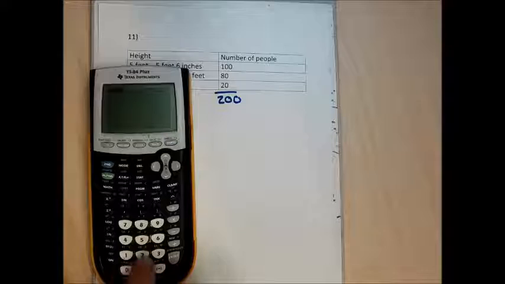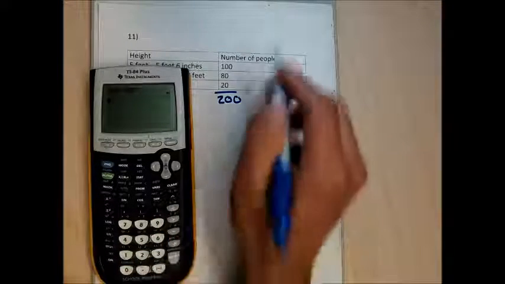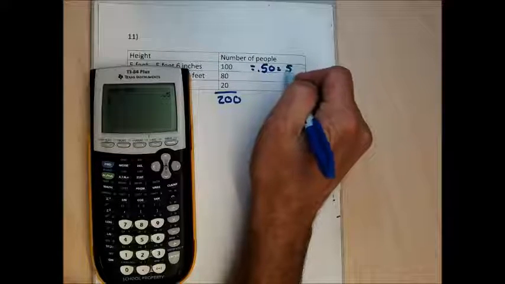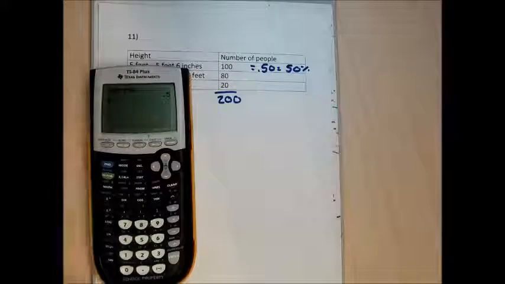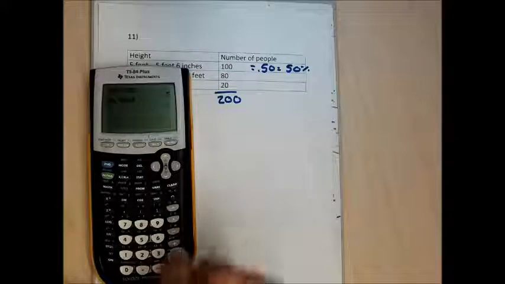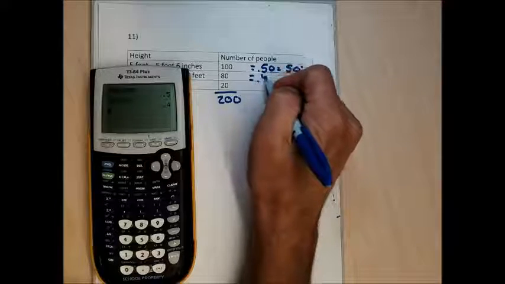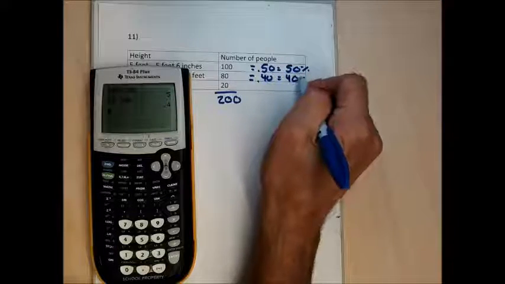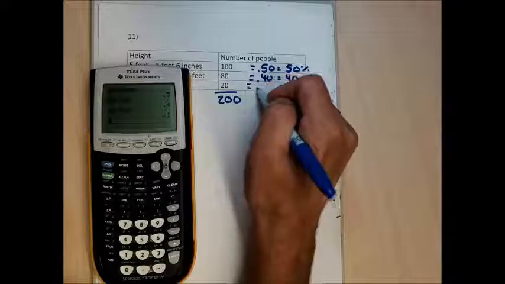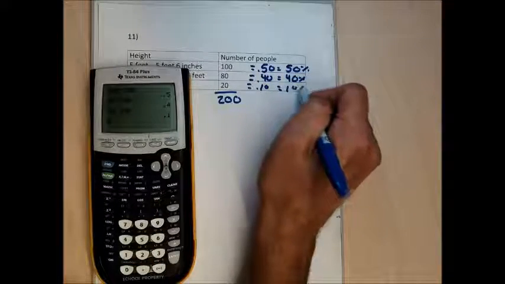So the 100 people in the first category, I'm going to divide 100 by 200. This is going to give me 0.50. The region I'm going to make for this height is 50%. The 80, I'm going to go 80 divided by 200. That's 0.40, which is going to be 40%. And 20 divided by 200 is 0.10, which is 10%.